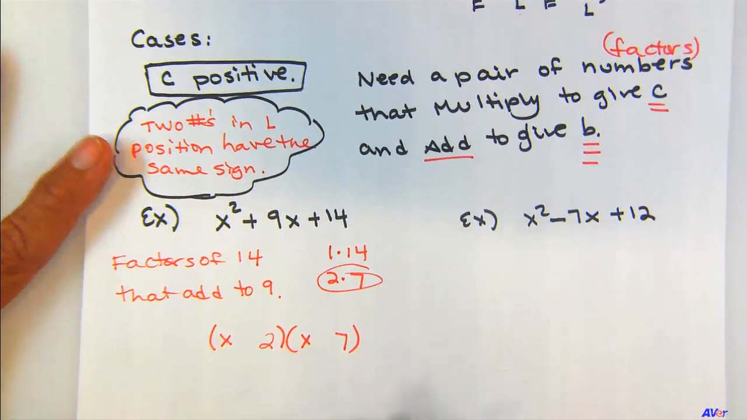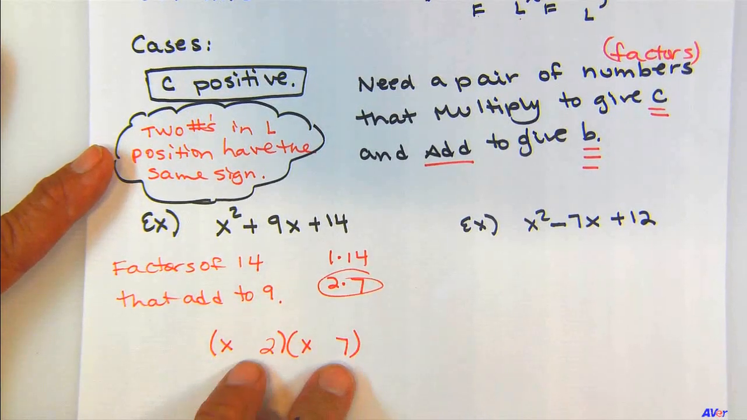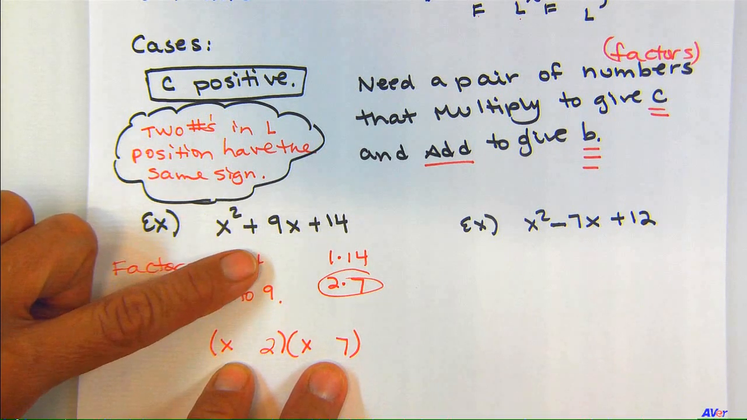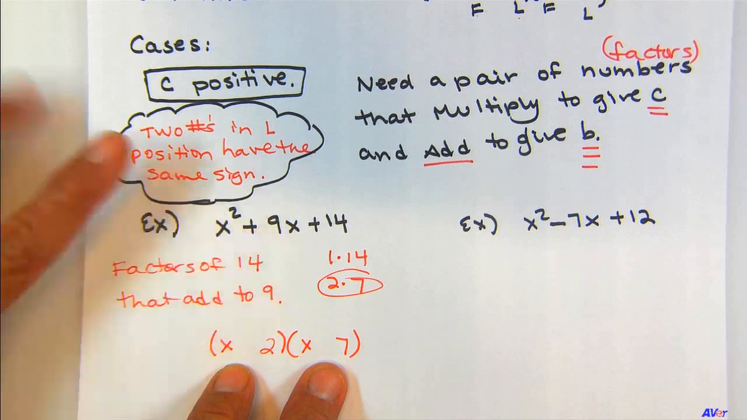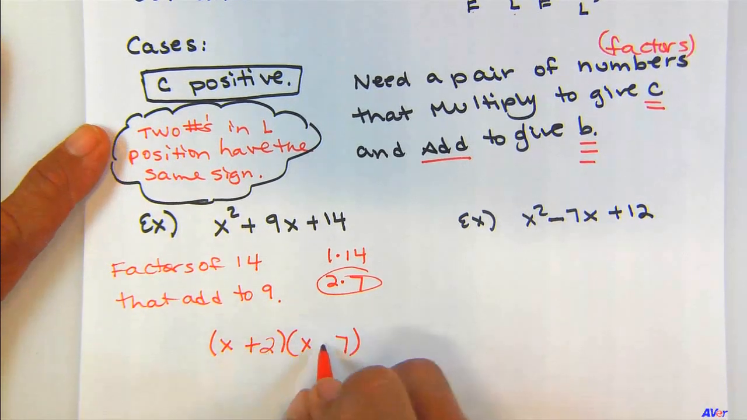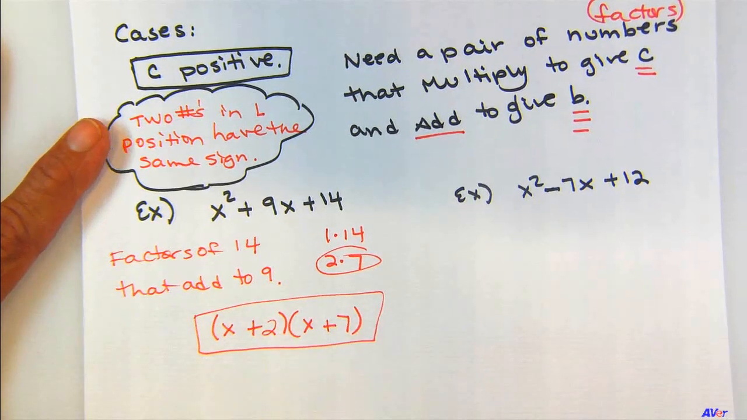Okay, so now the signs. We need to get some signs in there. C is positive. That means these are both going to be the same sign. And the sign that they will be is whatever sign B is. So they need to add to give me a positive 9x. So it would be x plus 2 times x plus 7. Okay.